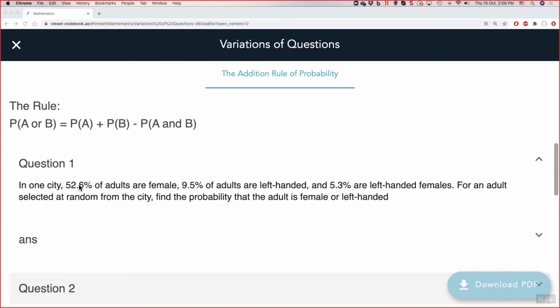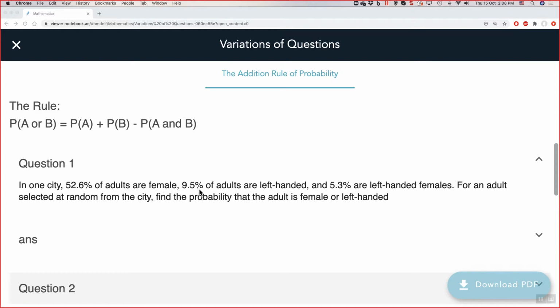Okay, so in this case, I'm giving two events. The first event here is female with a probability of 52.6% because the percentage of females in the adults represents the probability when you select one female from adults.